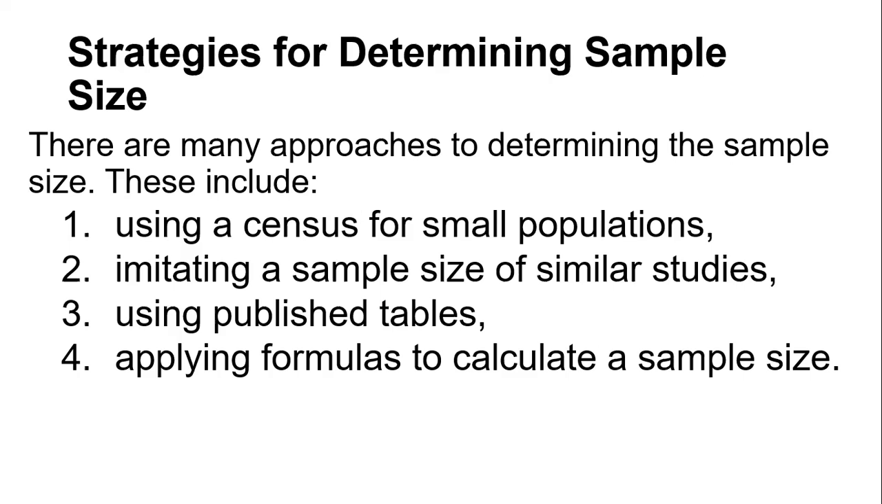One is using the census for a small population. Two, imitating a sample size of similar studies. Three, using published tables like the one I showed you the other day. And four, applying formulas to calculate the sample size.